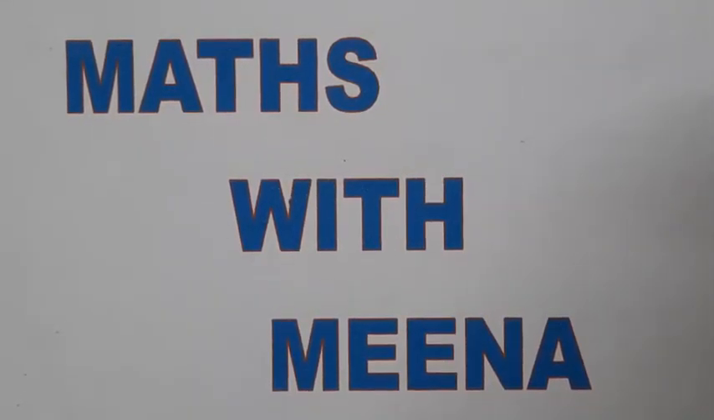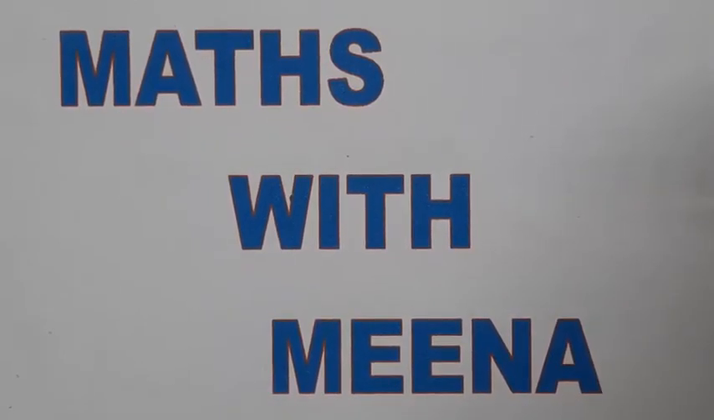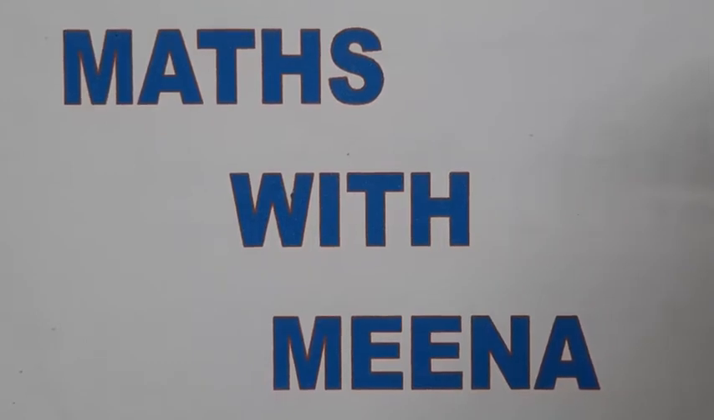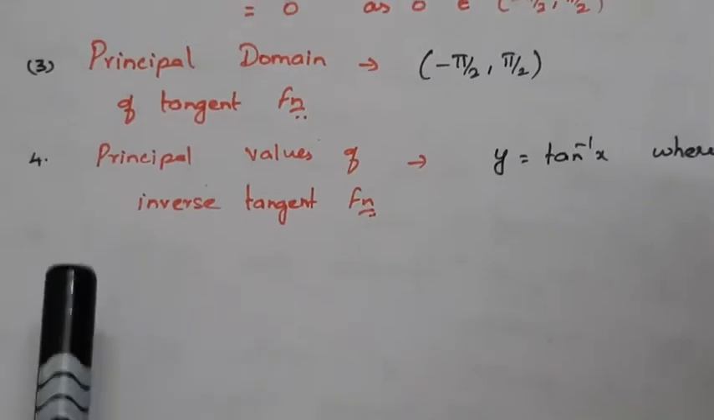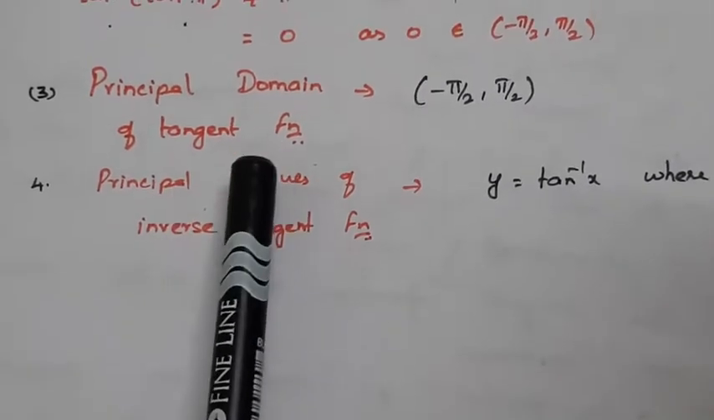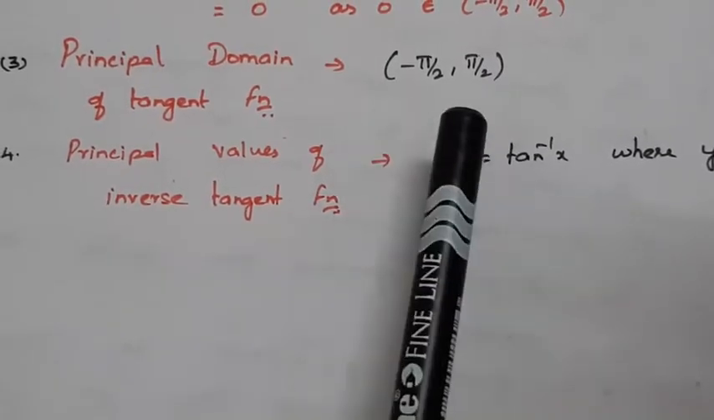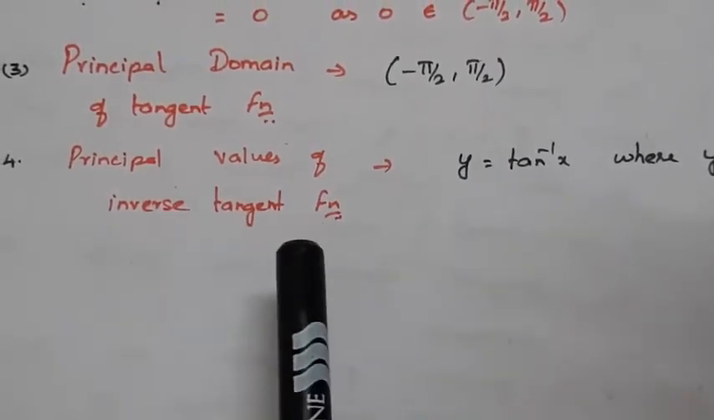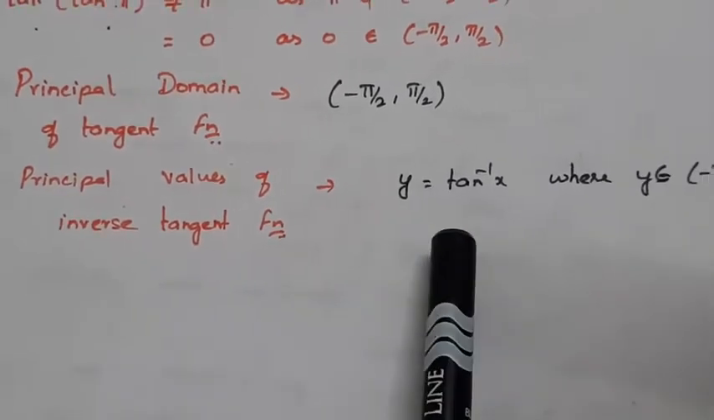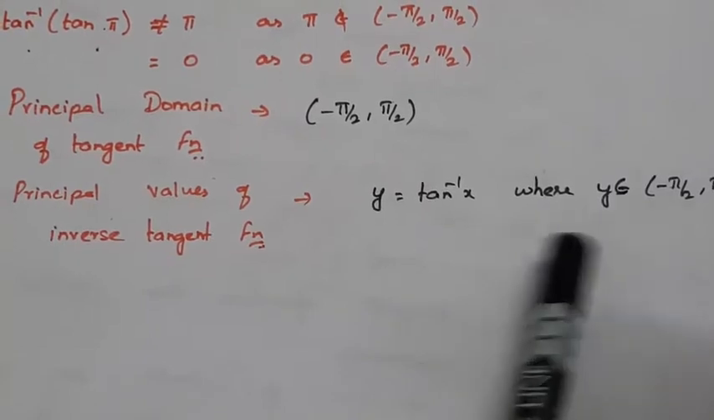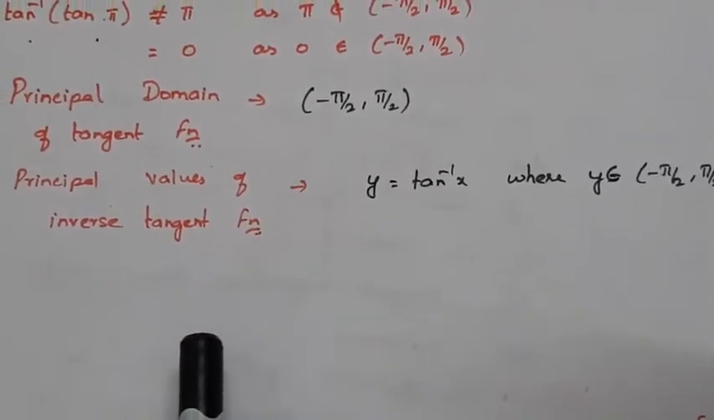In this video, we are going to see the problems, exercise problems and examples under the topic tangent function and its inverse. Remember, the principal domain of the tangent function is the open interval minus pi by 2 to pi by 2, not the closed interval. And the principal values of the inverse tangent function are y, that is, y belongs to that open interval. They are called the principal values of the inverse tangent function. So remember this to do the problems.